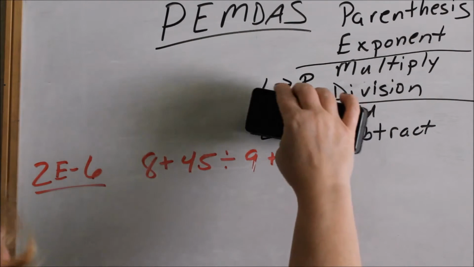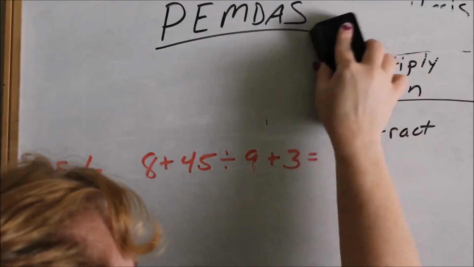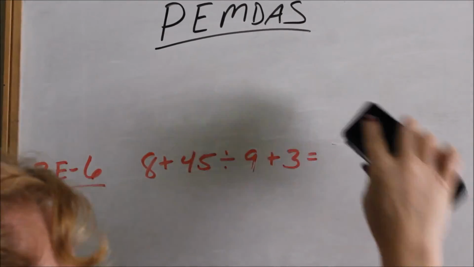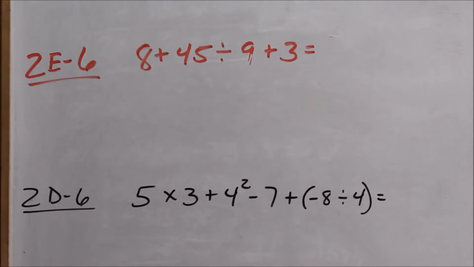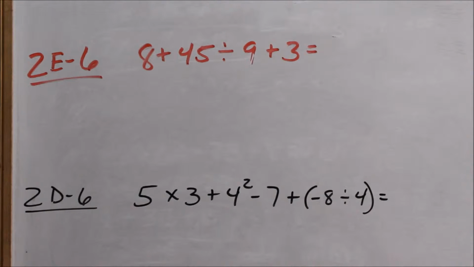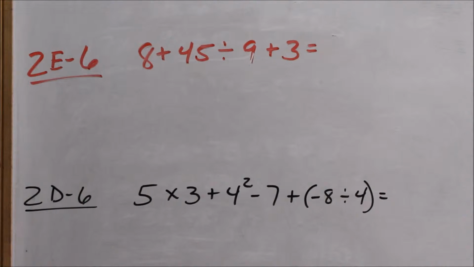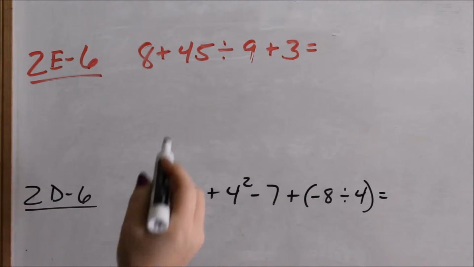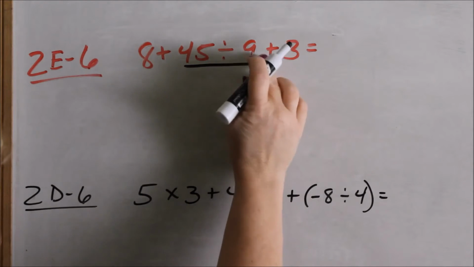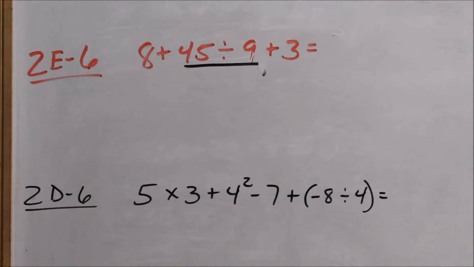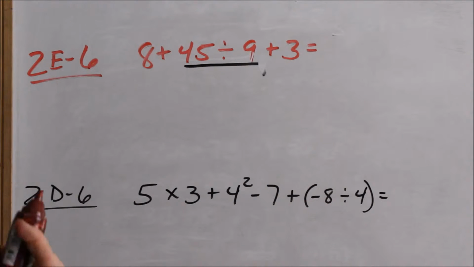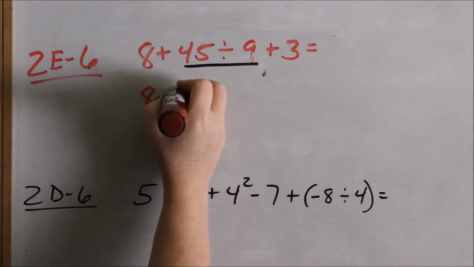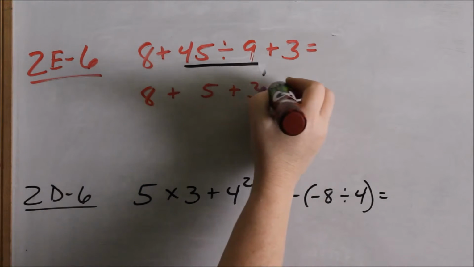Alright, so let's look at some of these problems and let's apply this using our order. Let's look at 2E number 6. 8 plus 45 divided by 9 plus 3. Okay, first we do parentheses or exponents. There are no parentheses or exponents. Now we do any multiplication or division. So it's important to do this first. So you do your 45 divided by 9 first. And so that becomes 8 plus 5 plus 3.